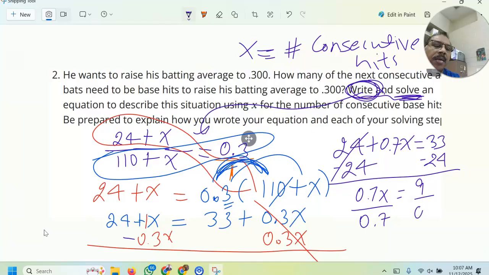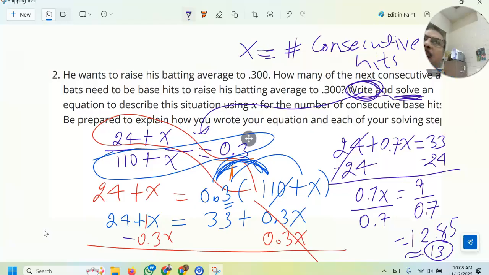Now on your calculator, can you please help me? What is this answer? So all you do is 9 divided by 0.7. Do you get 12.85? Yes or no? Somebody saying yes. Okay. So that means I will take it higher. So he has to have 13 hits. So he has to go and bat and he has to get success 13 times.